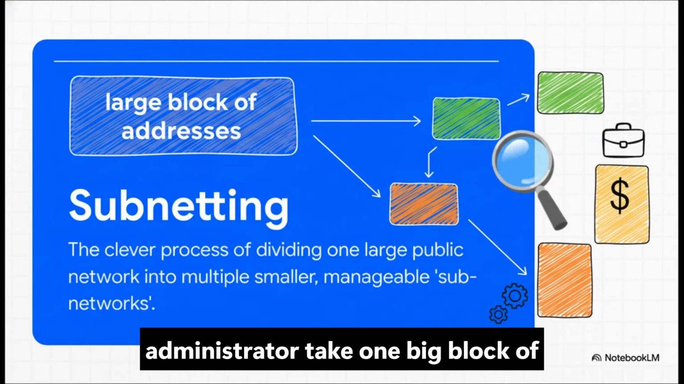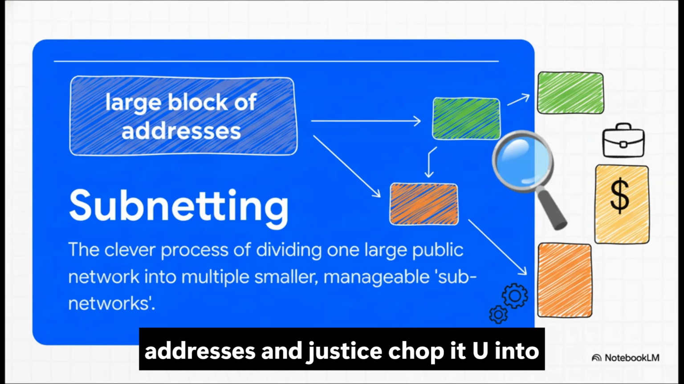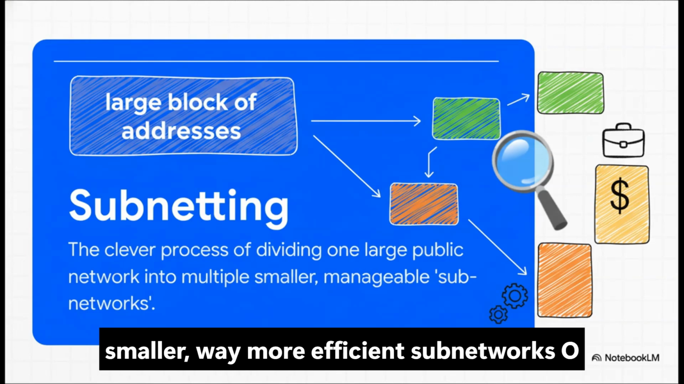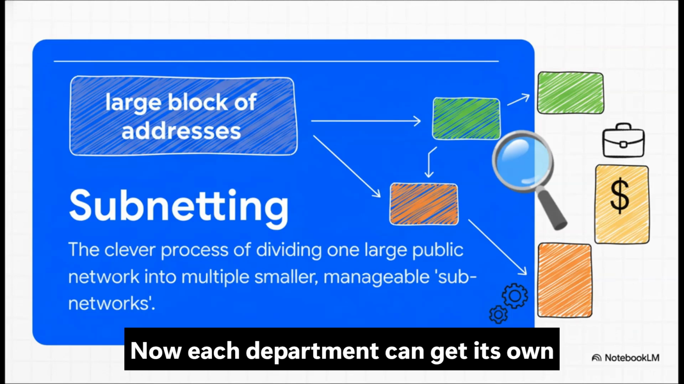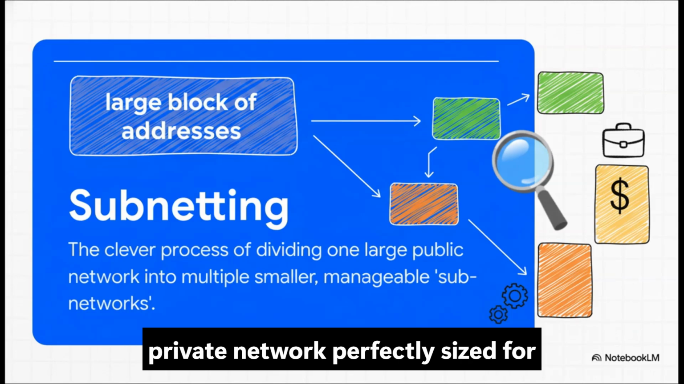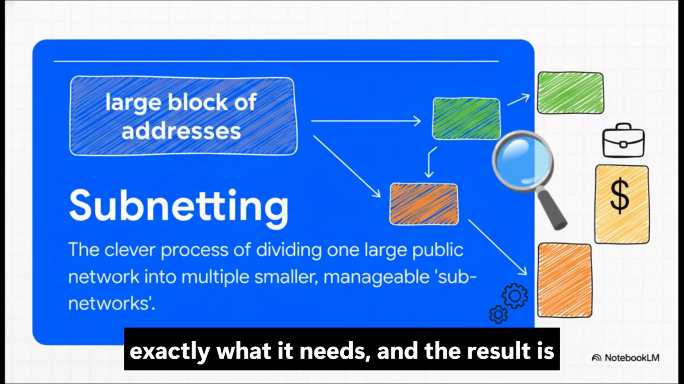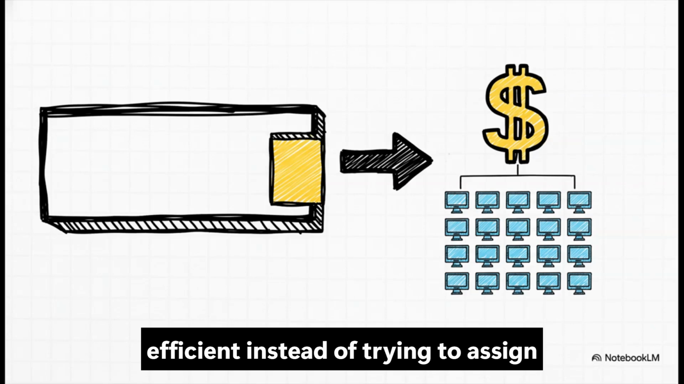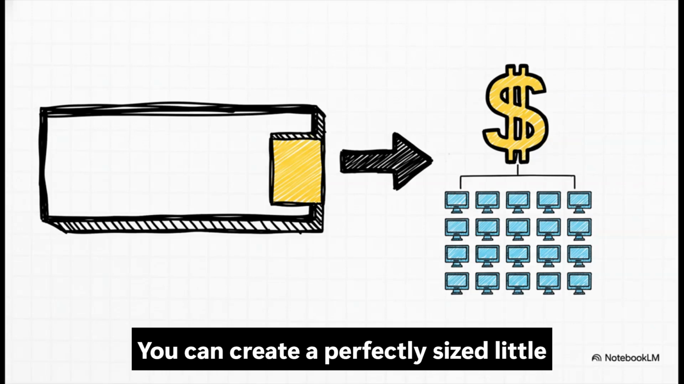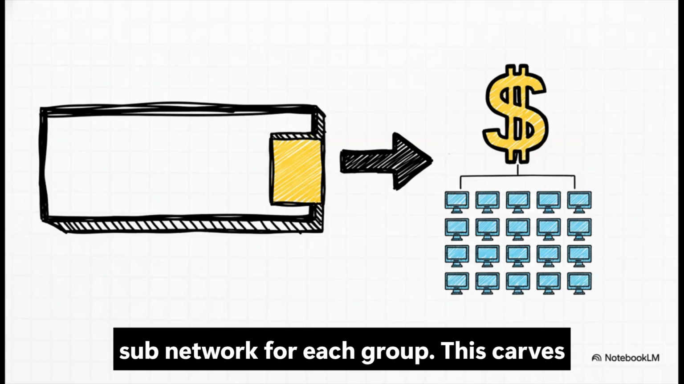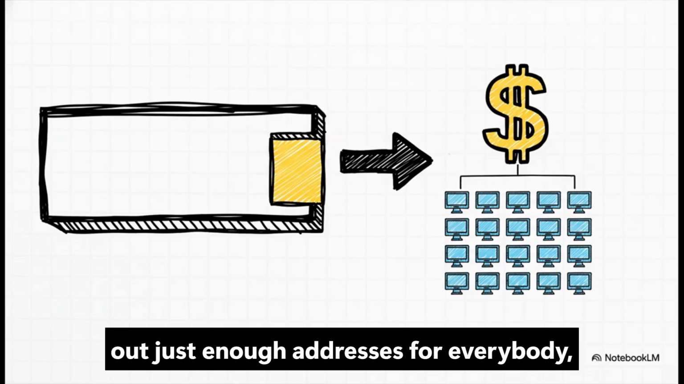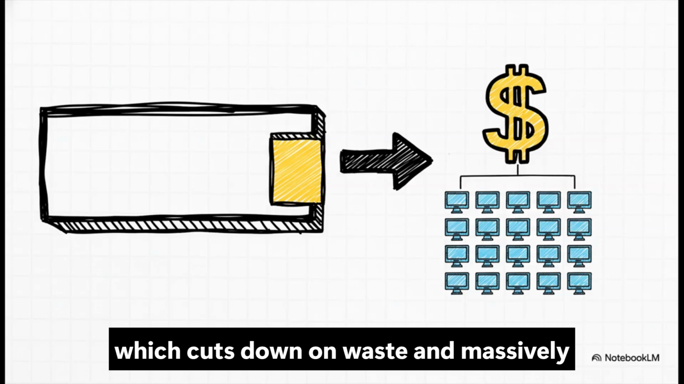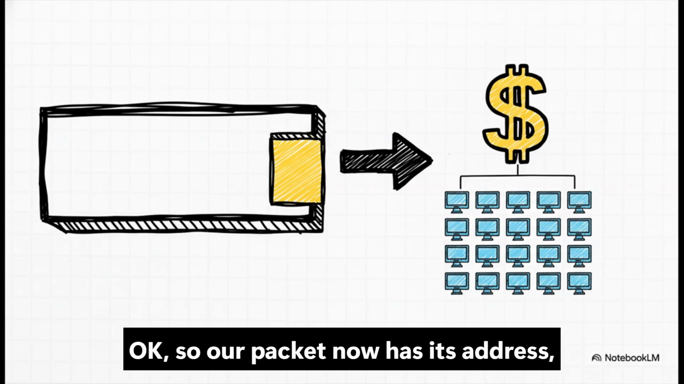This lets a network administrator take one big block of addresses and just chop it up into smaller, way more efficient subnetworks. So now, each department can get its own private network perfectly sized for exactly what it needs. And the result is a system that's just so much more efficient. Instead of trying to assign addresses from one massive, unwieldy block, you can create a perfectly sized little subnetwork for each group. This carves out just enough addresses for everybody, which cuts down on waste and massively improves both organization and security.